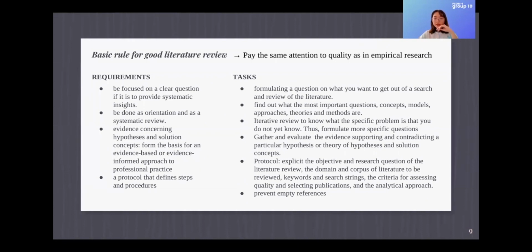And fourth is to gather and evaluate the evidence supporting and contradicting a particular hypothesis or theory, hypothesis and solution concepts. Fifth is a protocol. You have to make explicit the objective and research question of the literature review, the domain and corpus of literature to be reviewed, keywords and search strings, the criteria for assessing quality and selecting publications, and the analytical approach. And last but not least, you have to prevent the empty reference.